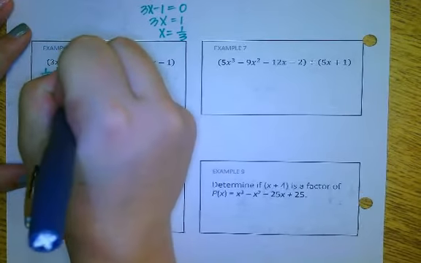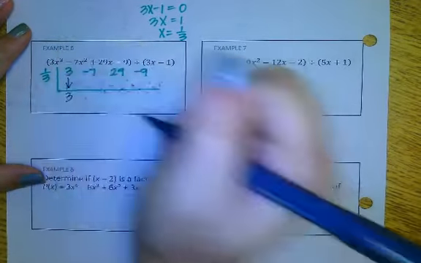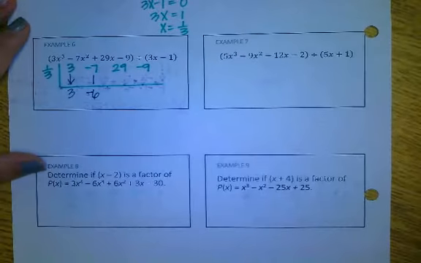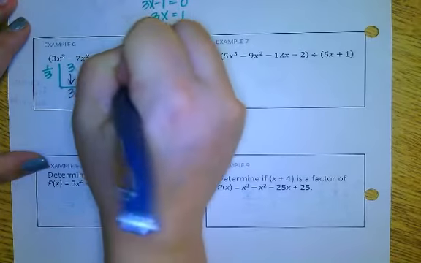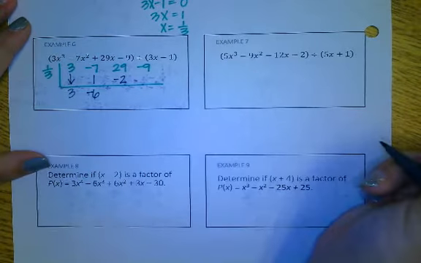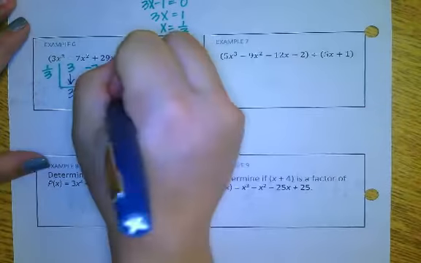3 times 1/3? 1. -7 plus 1? -6 times 1/3? -2. 29 plus -2? 27 times 1/3? 9. 9 plus -9? 0. So what does that tell you? Very good. 3x minus 1 is a factor. But we're not finished yet.